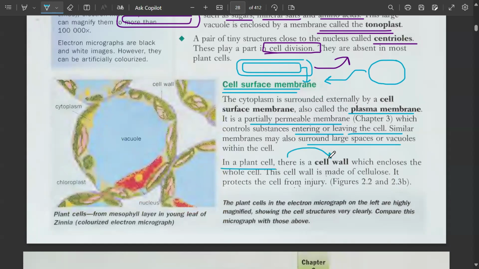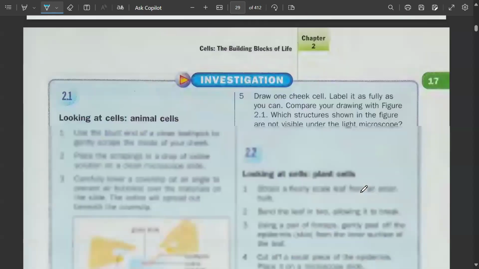there is a cell wall which encloses the whole cell. This cell wall is made up of cellulose, and it protects the cell from injury as well.